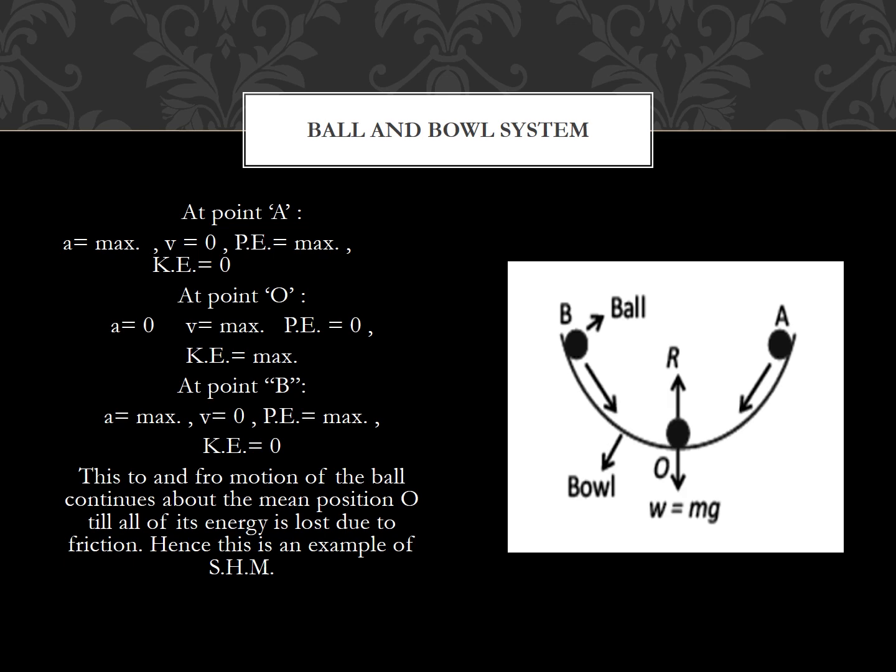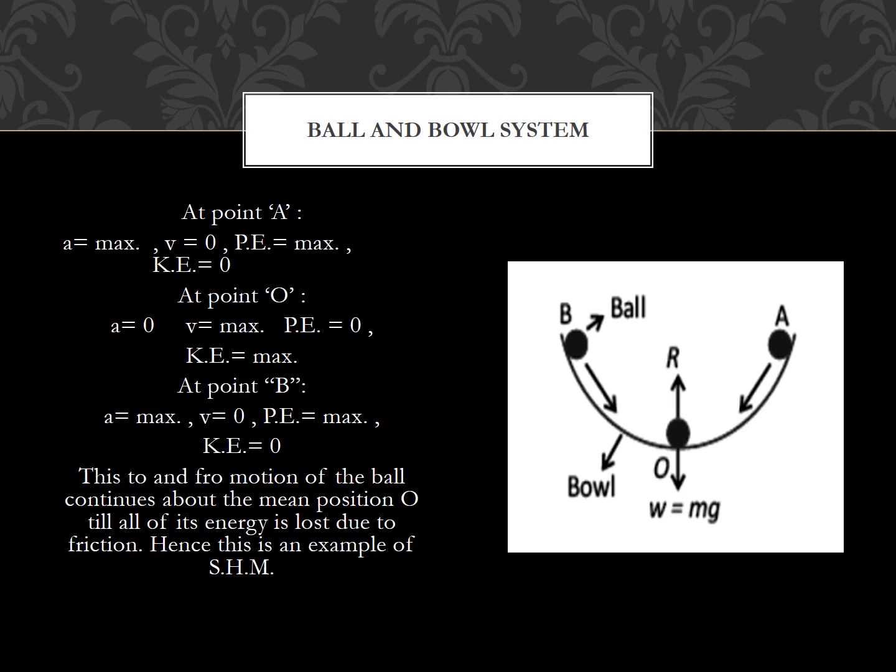Once again, we will discuss all the 3 points: at point A, at O, and at point B. At point A, when the ball is pulled towards the point A, it covers a distance x from the mean position towards the extreme position. As distance is maximum, acceleration is maximum. As we hold the ball for a fraction of a second, its velocity is 0. When its velocity is 0, its kinetic energy is 0. And as we see that it is at a height, its potential energy is maximum. Now we release the ball and it starts rolling towards its mean position.